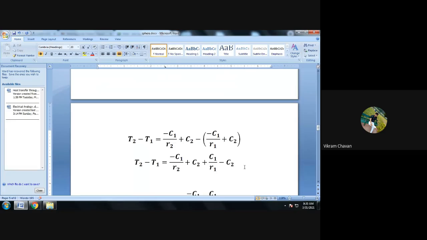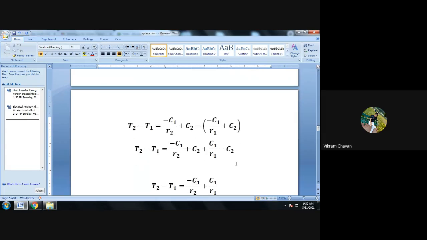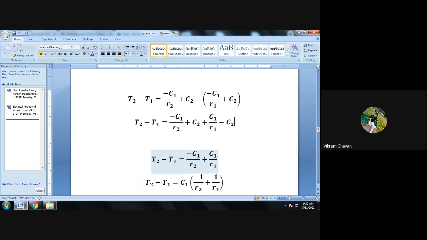T2 minus T1 is equal to minus C1 divided by R2 plus C2 plus C1 divided by R1 minus C2. So now plus C2 minus C2 will cancel, and we will get the equation as T2 minus T1 is equal to minus C1 divided by R2 plus C1 divided by R1. Everyone with me? Shall we move ahead?